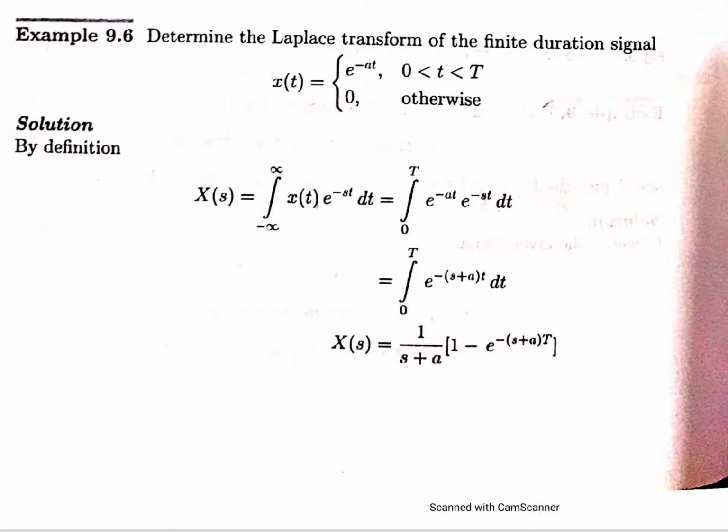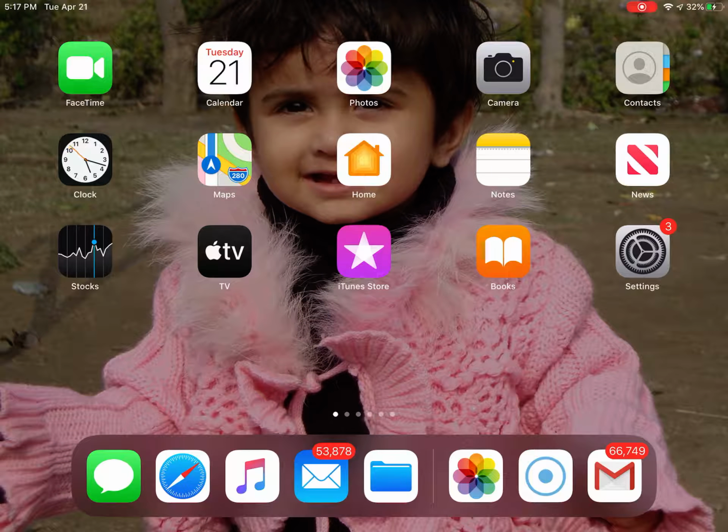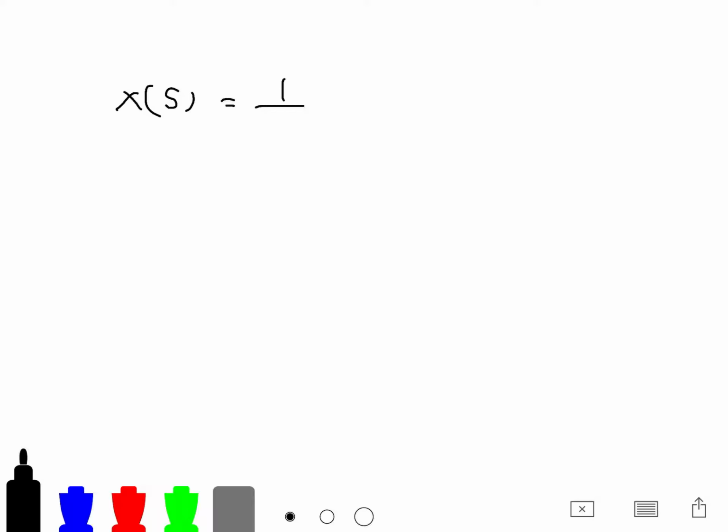For that, first you have to find the Laplace transform. Using the Laplace transform formula, the integration from minus infinity to plus infinity of x(t) e to the power minus st dt, the Laplace transform comes out to be X(s) equals 1 upon s plus a, times 1 minus e to the power minus (s plus a) capital T. So I have to check whether the ROC is the entire S-plane.